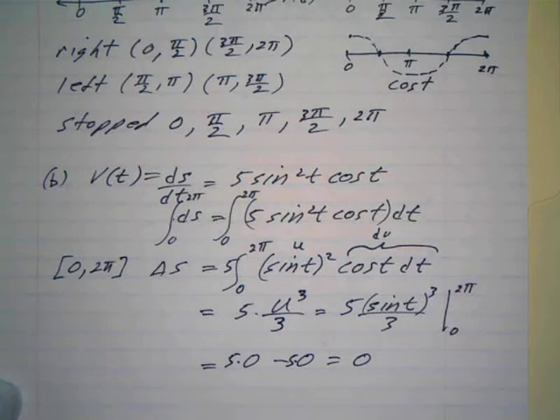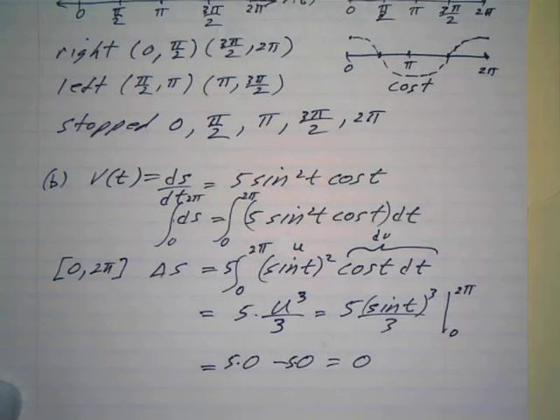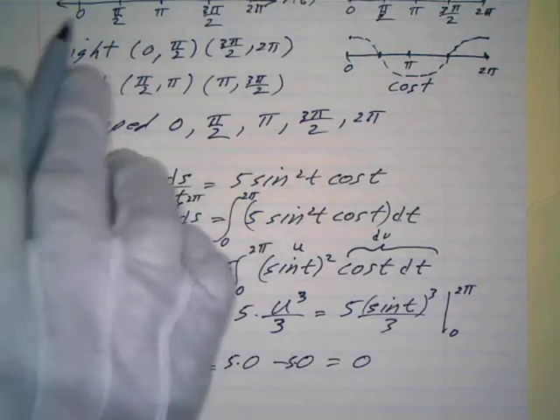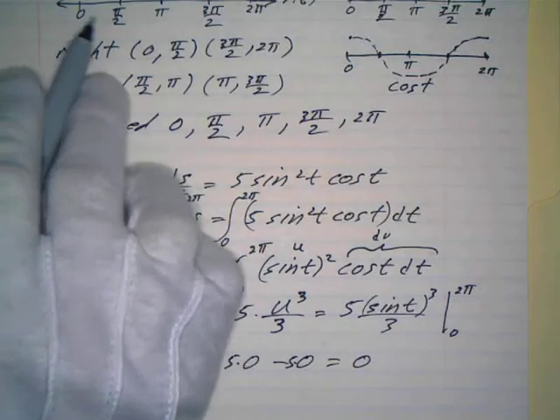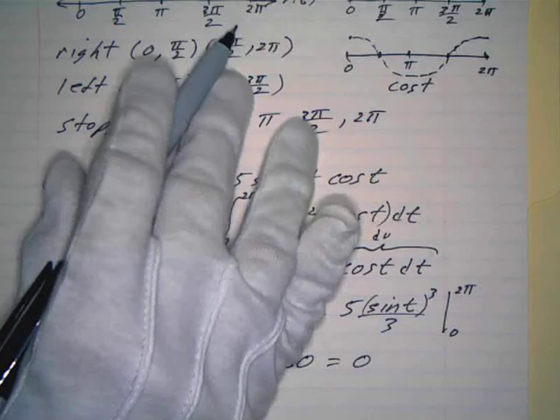So we end up kind of going back and forth. So we go a certain distance here to the right, then we go to the left, then we go to the left a little bit more, then we go back to the right, and we end up where we started.